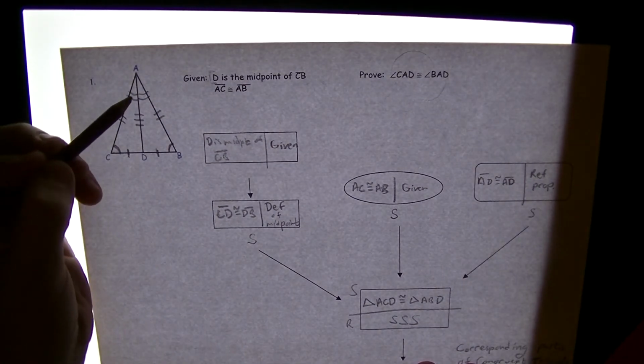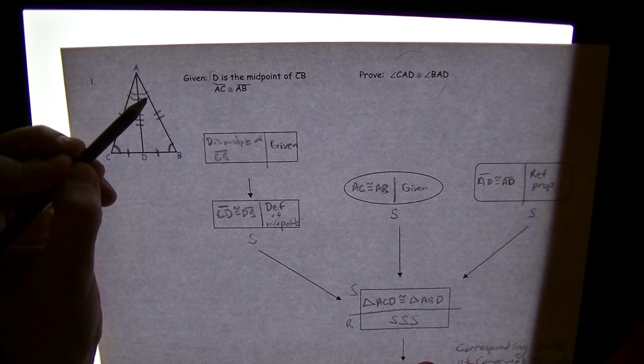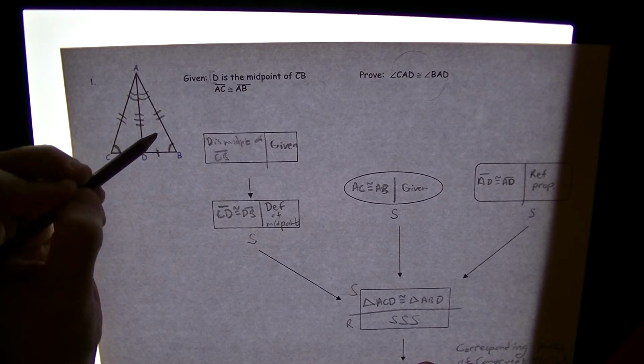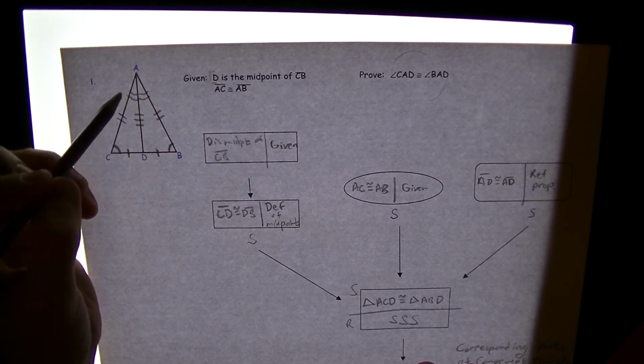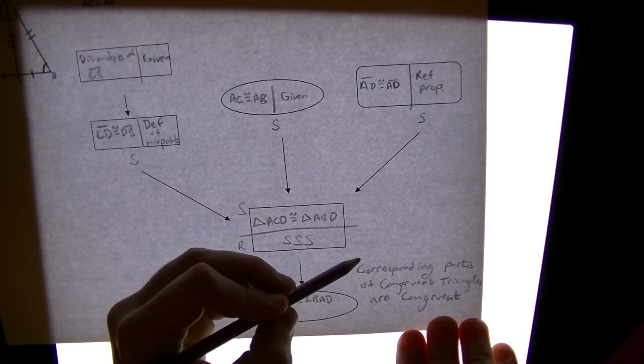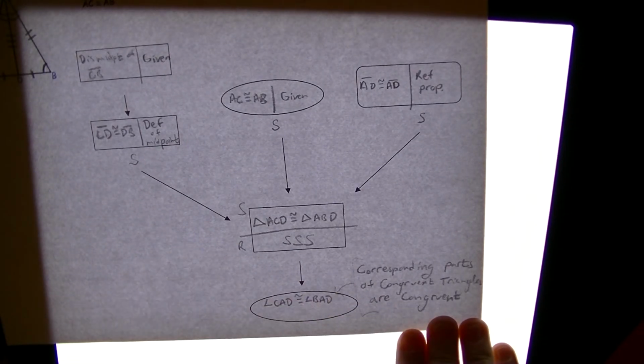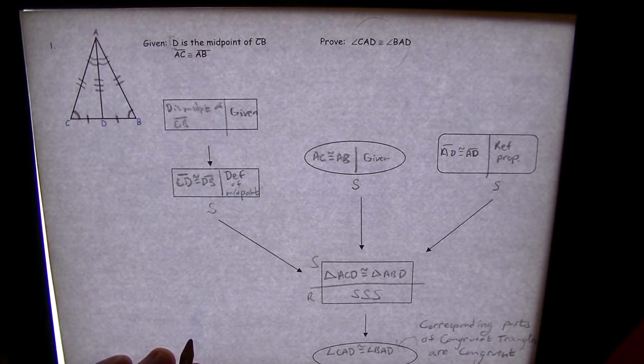That's what we just said. These two parts correspond with each other, and because these two triangles are congruent, that means these two parts are congruent. And this is the reason I'm allowed to say that over there. And that just about finishes our proof.